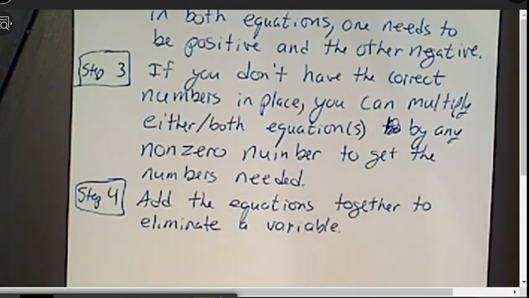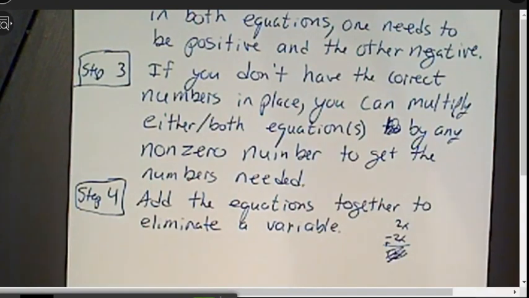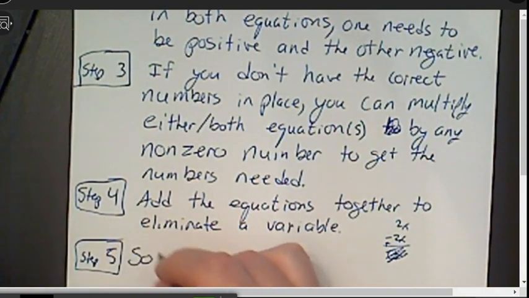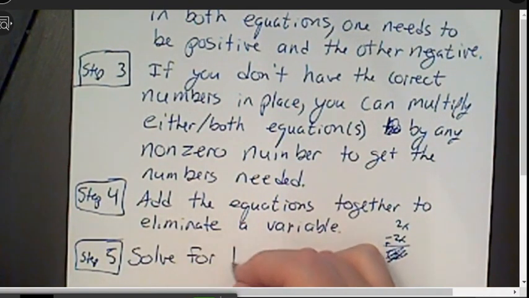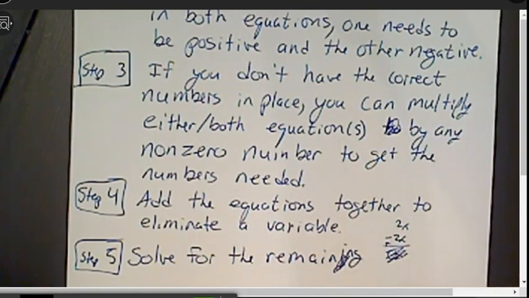Okay, and the whole reason they call it elimination is that if you've got a positive and a negative, if you've got 2x and negative 2x, when you add those two together, that's going to make it 0x. If that's 0x, then that's a 0, so then that part of it's just gone. So now you've eliminated one of the variables. Then you solve for the remaining variable.